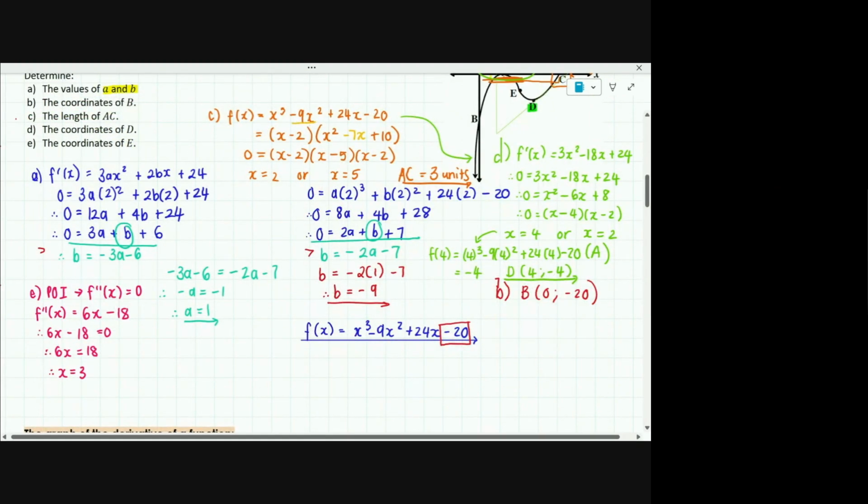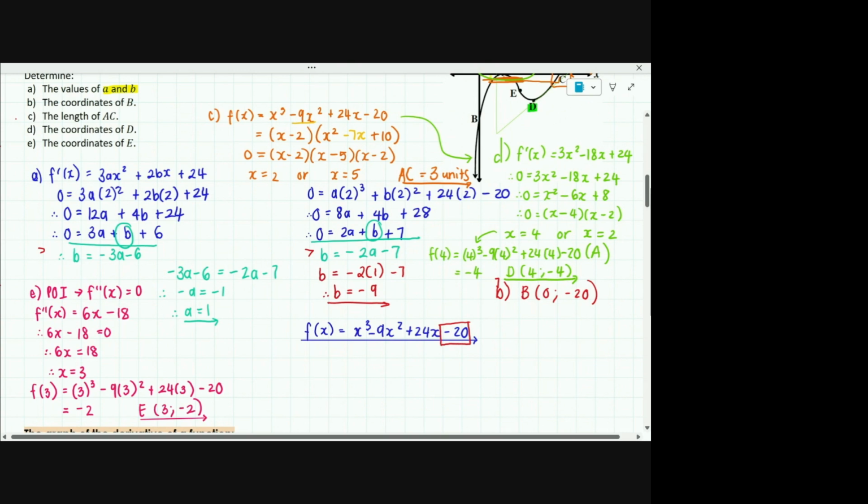And then once again, to get the corresponding y coordinate, we substitute this back into our original equation. Okay, it's always back into the original because it's the corresponding y on the graph. So this will be f of 3. So this would be 3 cubed minus 9 times 3 squared plus 24 times 3 minus 20. And we get a corresponding y value of negative 2, which means that E, our point of inflection, is (3, -2).